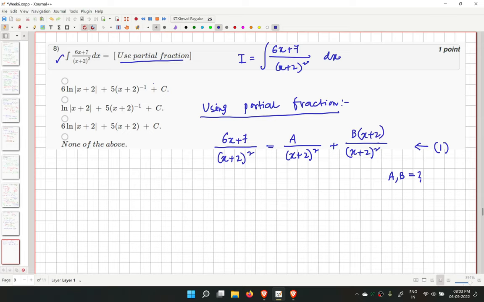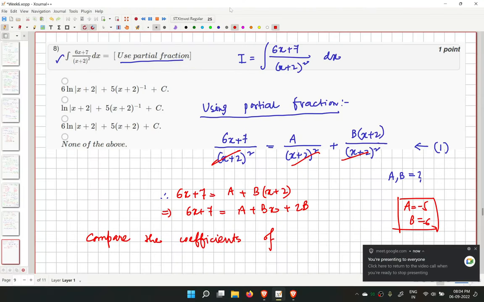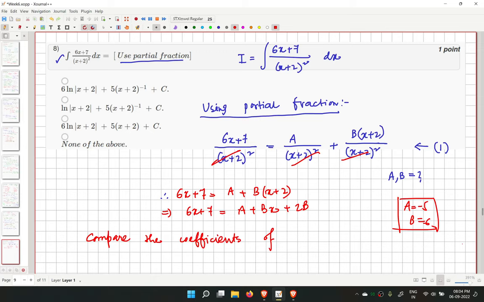Okay, so we can quickly do that. So we can cancel out this here, and we can write it like this: 6x plus 7 is a plus b times (x plus 2). Then this will be 6x plus 7 equal to a plus bx plus 2b. So we can compare the coefficients. Yeah, so you are right, this will be minus 5 and 6. So whoever said that, you are correct. So for others, please let me do it. So we can compare the coefficients of x to the power 1 and x to the power 0, which is just 1.